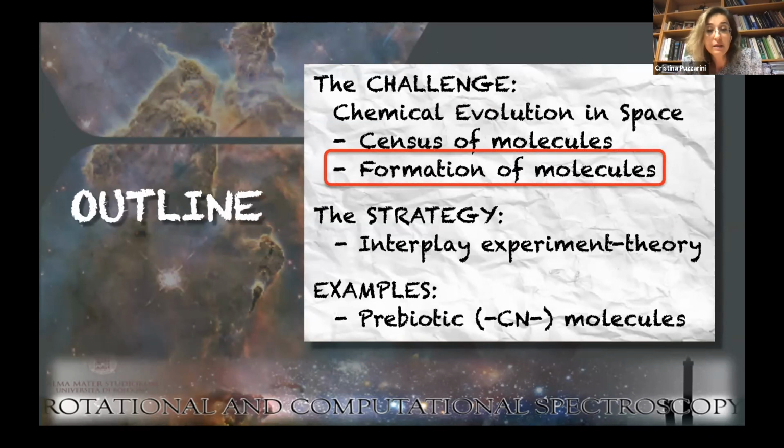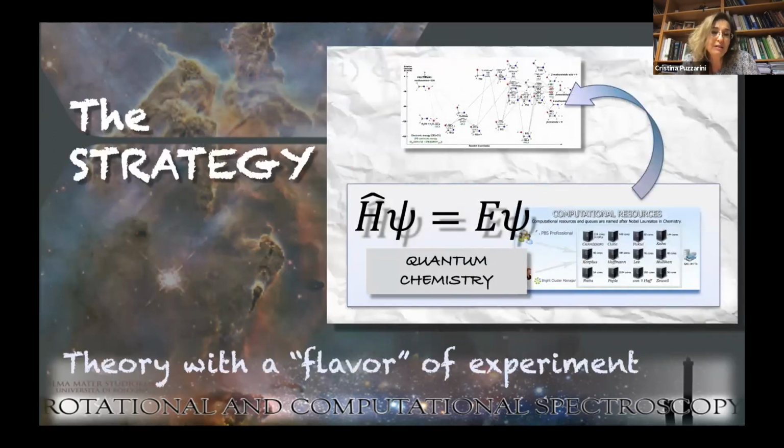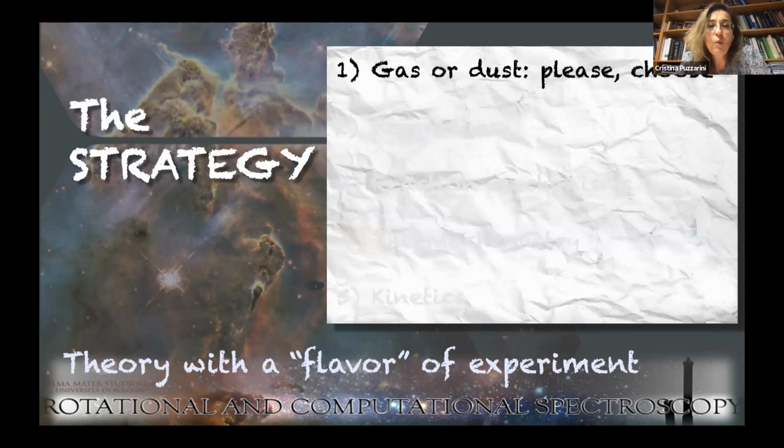Now I would like to move to the second topic, the formation of molecules. Well, in this case, theory dominates, and we have just a flavor of experiment. So how do we proceed? Well, we all know that molecules are formed either in the gas phase or on the surface of the interstellar dust. So you have to choose which type of reactivity you would like to pursue. Well, I've been in rotational spectroscopy since 1993 when I got my undergraduate degree, and so I'm a gas phase woman. So I chose gas phase.